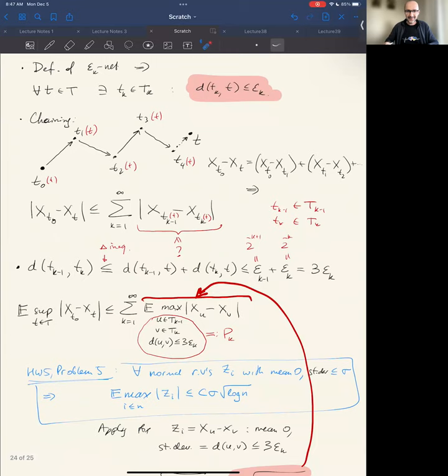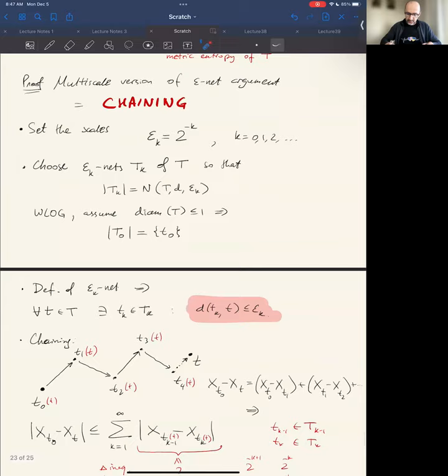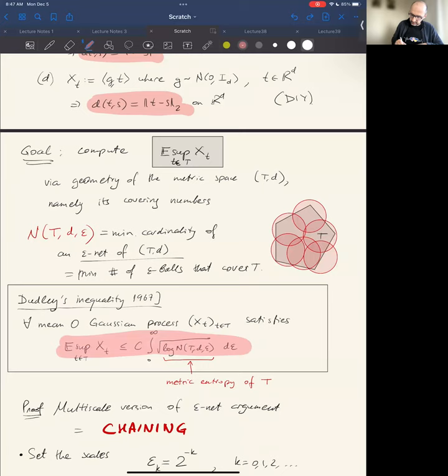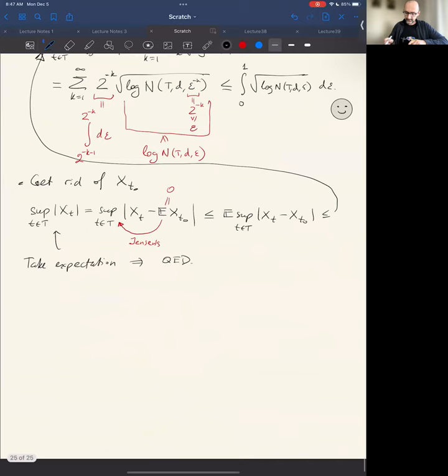Good. Okay, perfect. We got this result. Wonderful result. We will work with it now. It's Dudley's inequality, this one. Let's test it. Let's test it on the Brownian motion. Let's see what it gives. Example.